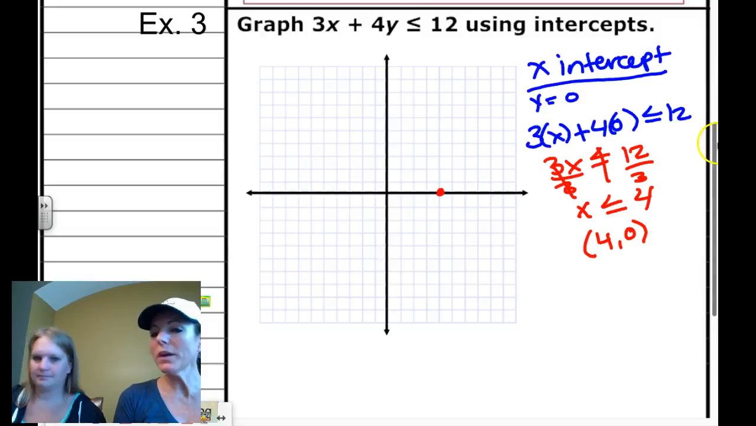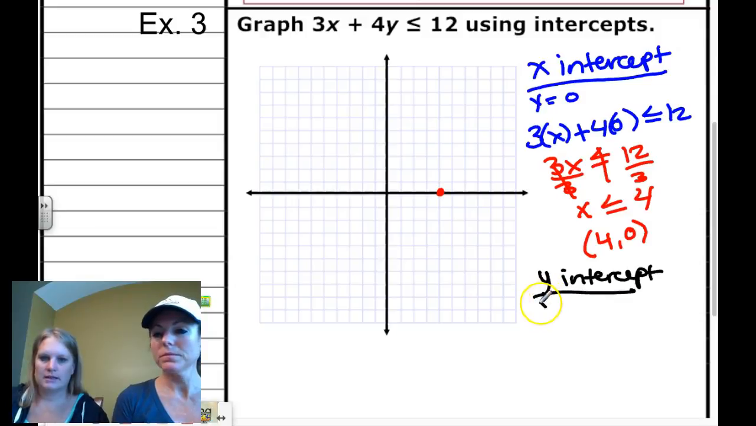So let's find the y-intercept. Y-intercept. So we're going to set x equal to 0. So now x equals 0.